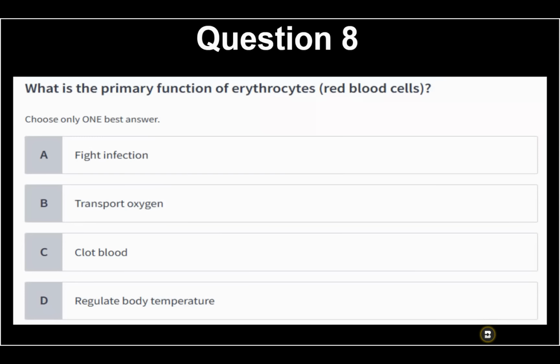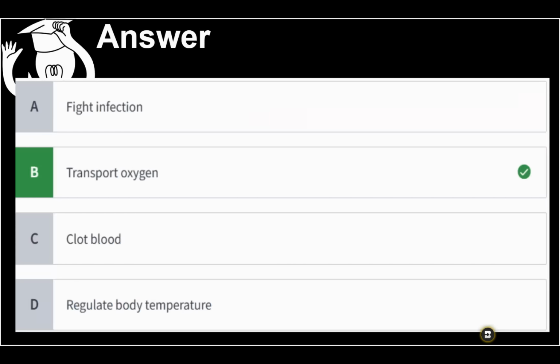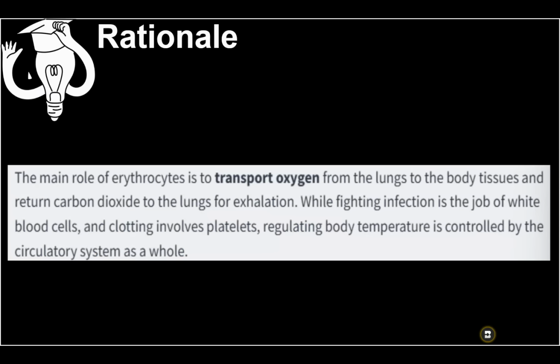Question 8. What is the primary function of erythrocytes? And remember, erythrocytes are red blood cells. Would this be A, to fight infection, B, to transport oxygen, C, to clot blood, or D, to regulate body temperature? If you said to transport oxygen, B, then you are correct. The main role of those erythrocytes is to transport oxygen from the lungs to our body's tissues.